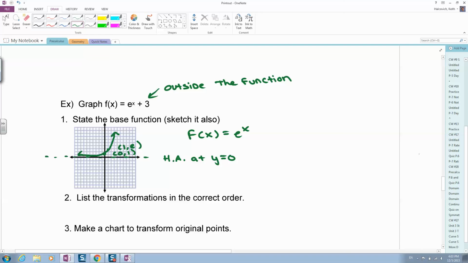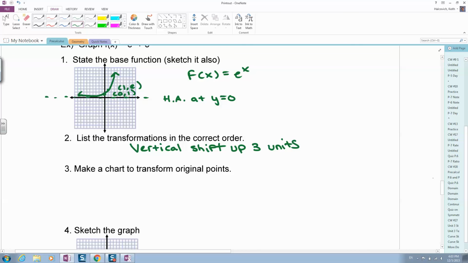Now the transformation here is a vertical shift. Because it's outside the function, we're going to go vertical. So it's a vertical shift. It's a vertical shift up 3 units because it's positive. So when we make a chart, remember vertical affects the y.